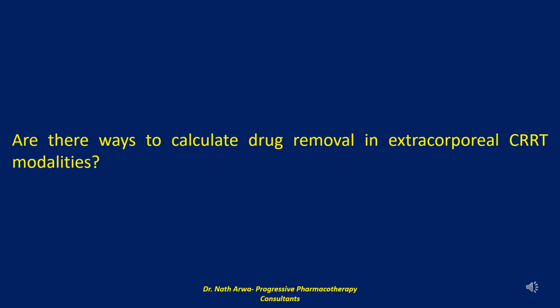Clearance during continuous veno-venous hemofiltration is accomplished through the process of convection. The ultrafiltrate produced is replaced either in part or completely. Clearance of unbound drugs during continuous veno-venous hemofiltration can be dramatic, and dose adjustments are required to prevent underdosing.